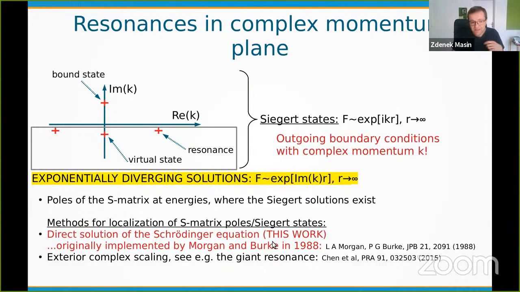However, interestingly, this implementation has been lost and hasn't been used for over 20 years. There are other methods that could be used also to find resonance states, such as exterior complex scaling, like was done, for example, for the giant resonance in xenon in the work of Chen et al. So how do we actually solve for the resonance states in the R matrix?